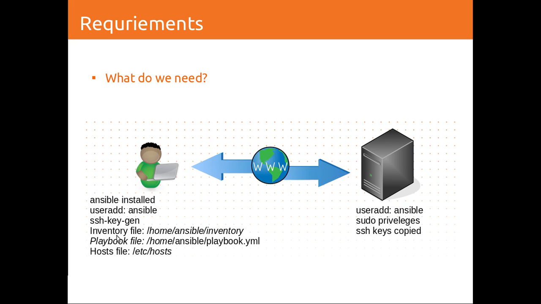And the remote machines that are in the Ansible inventory file must have IP mappings in the etc hosts file. So that's it for the control node, or the administrator machine. The remote machines simply have to have the user Ansible installed. That user must have sudo privileges, and the Ansible SSH keys on the admin machine must be stored in the .ssh folder on the remote machines.